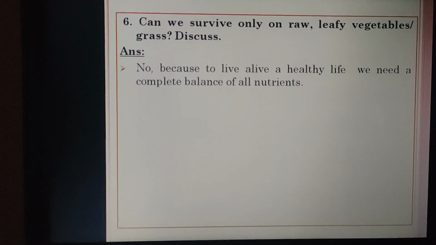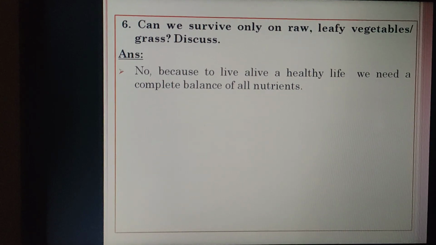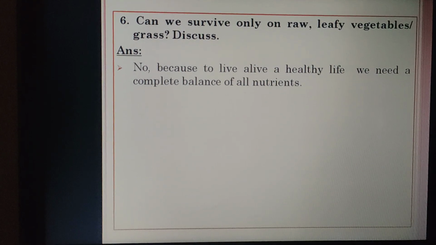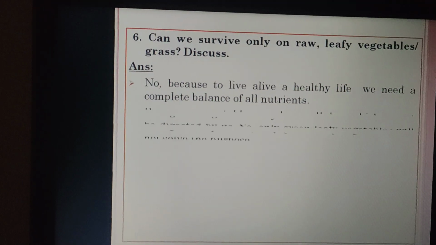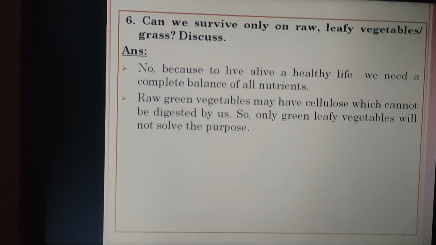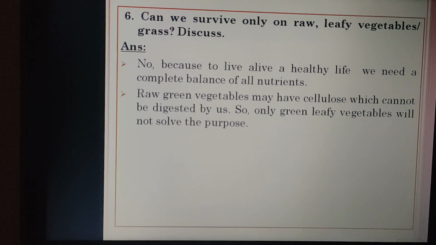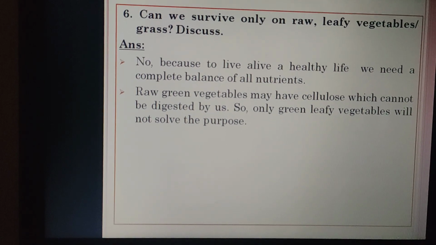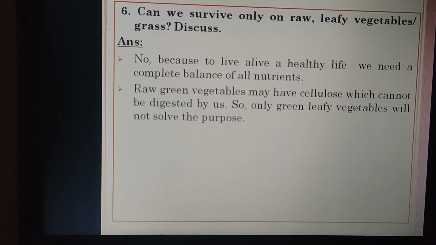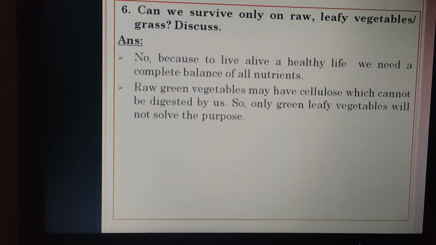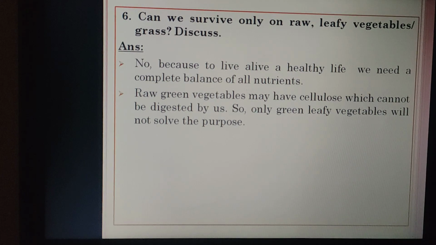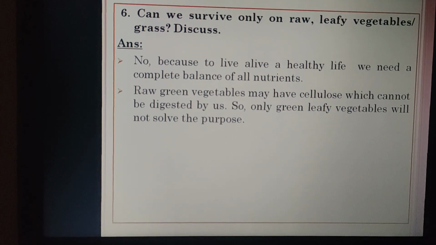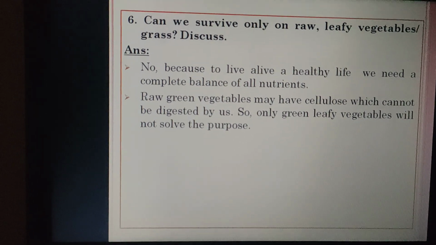Also, some leafy vegetables or grass contain cellulose, which cannot be digested by our body. So this is another reason. Raw green vegetables may have cellulose which cannot be digested by us. So only green leafy vegetables will not serve the purpose, as I said.